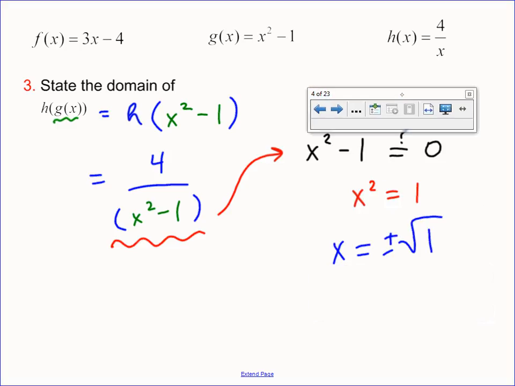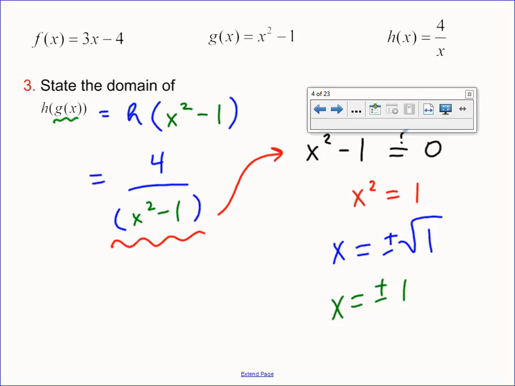Sometimes this reduces, sometimes it doesn't. In this case, the square root of 1 is just 1. Right? What squared equals 1 or 1? So I get two problem values, x equals positive 1 and x equals negative 1. When substituted into my function definition, we create a 0 on the bottom of a fraction, and that's not okay.